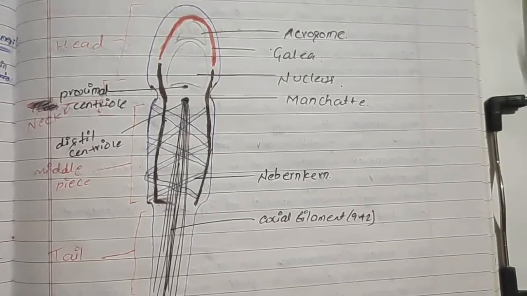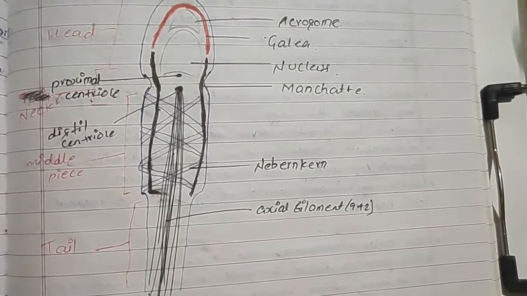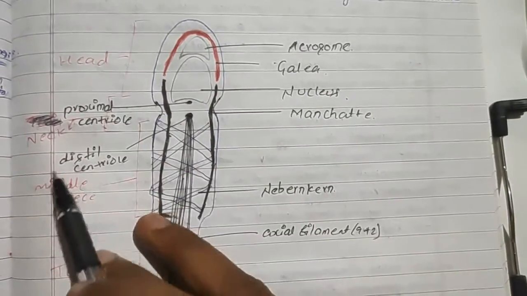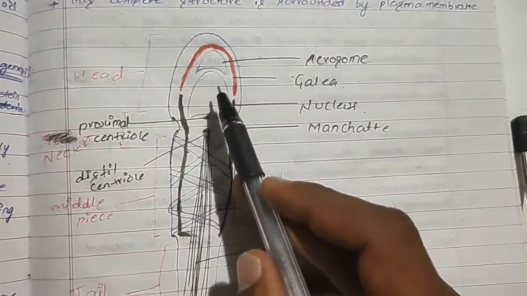In this video, we are going to discuss the human sperm. Human sperm is a haploid motile structure. Motile means it can move, and it is divided into four parts: head, neck, middle piece, and the tail.